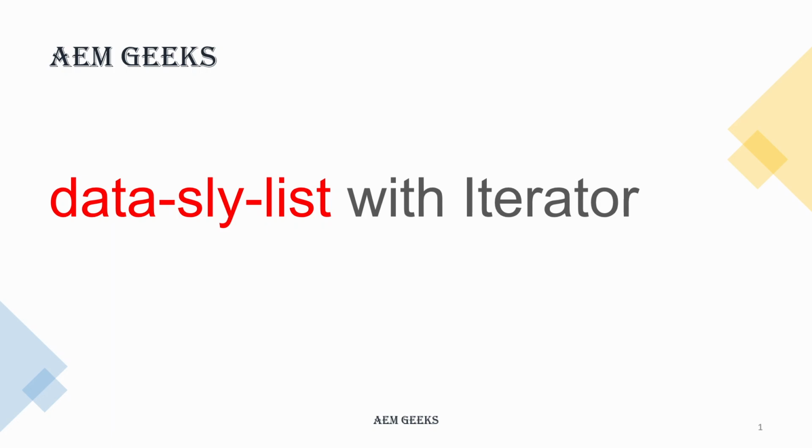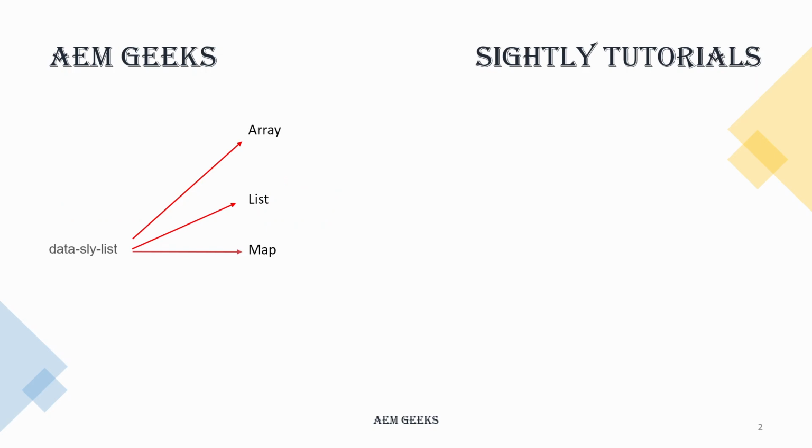Hi, in this tutorial I'll talk about data-sly-list with iterator. If you're following this Sightly series, I have already explained how to iterate an array, list and map using data-sly-list. But in this tutorial I'll talk about how you can straight away iterate an iterator object using data-sly-list. Most of the AEM related APIs give you an iterator.